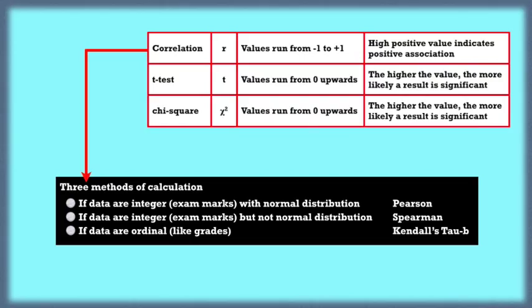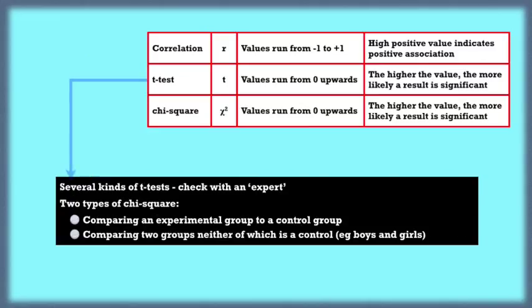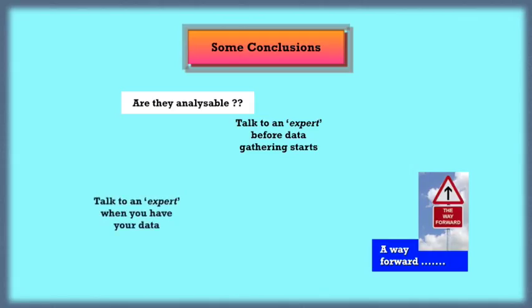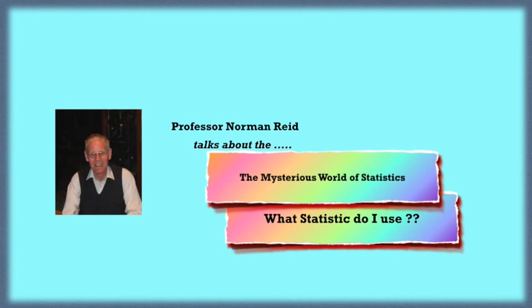And the limitations are expressed here. You need to use the right method for the right kind of data. When it comes to the t-test, there are several different kinds, and it's worth checking with an expert before you start. Chi-square, there are two types. Depending whether there's a control group, one that's just taken as normal, or there's no control group if you're comparing boys and girls. That is a bit more complicated. It's important to talk to an expert, someone who knows about this, before you gather your data. Is it going to be analysable, what you get? And then when you've got your data, ask them to show you how to do it. That's a way forward that will help us. But I hope this removes a little bit of the mystery.